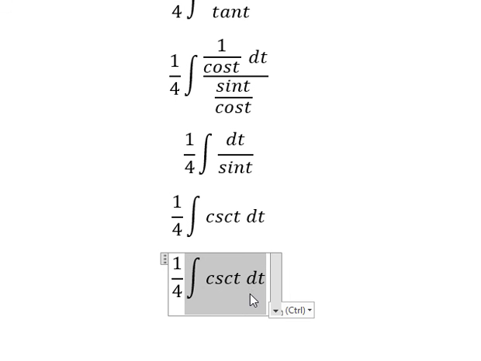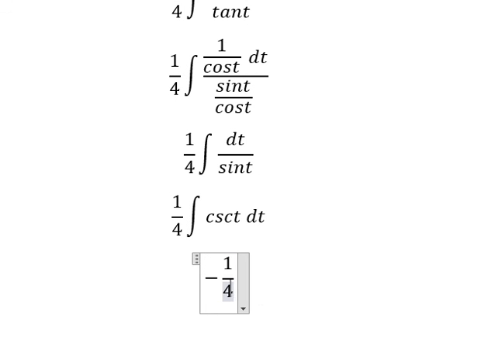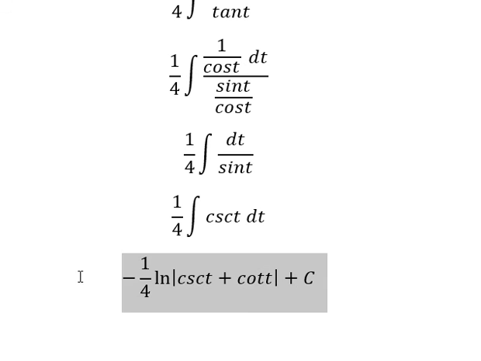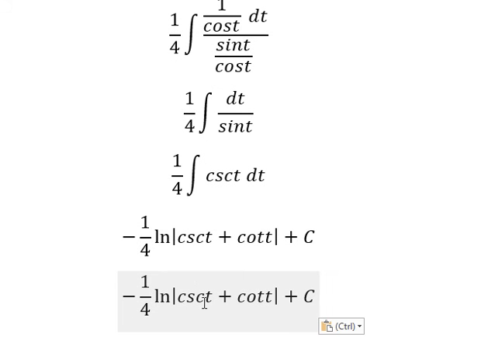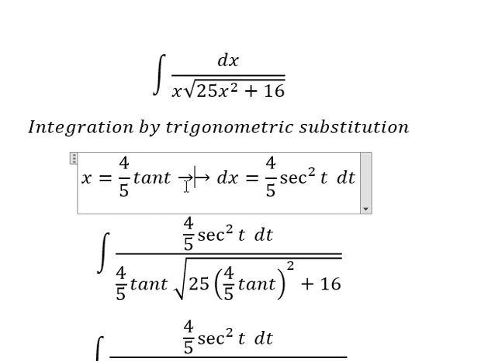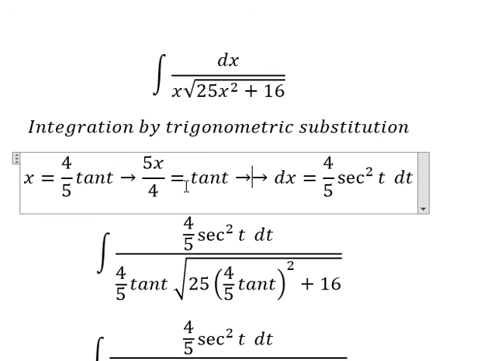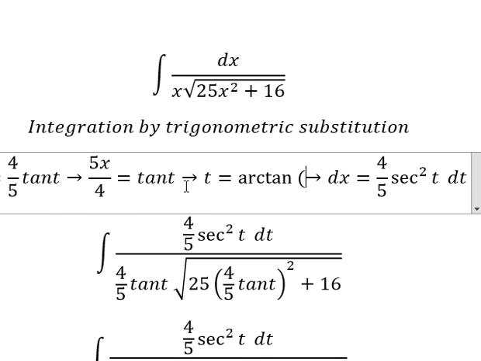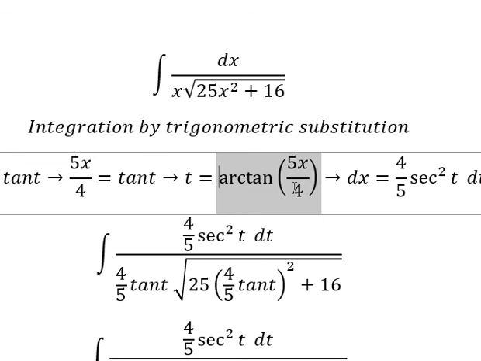The integration of this one, we get negative ln of the absolute value of cosecant of t plus cotangent of t, and we put plus c. About t, that is this one. So we put 4 over 5 to the left. And this one you get t equals tan inverse of 5s over 4. So I will put this in for t.